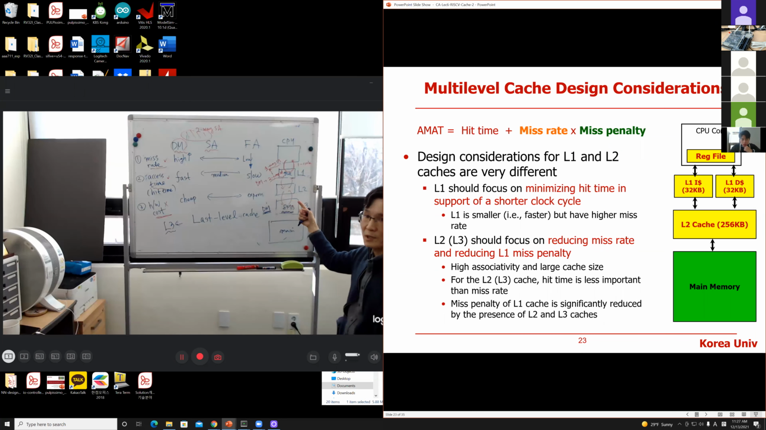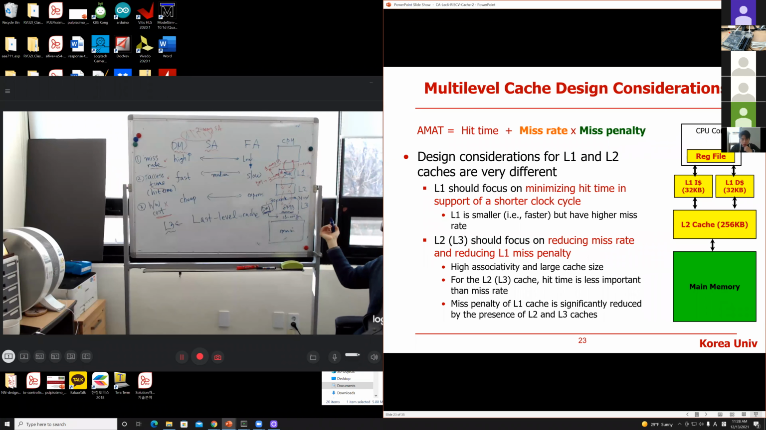So if you increase associativity to 16-way, then the access time is 31. That is okay. It is not a big deal. 30 clock cycles to 31, one more clock cycle, that is okay.